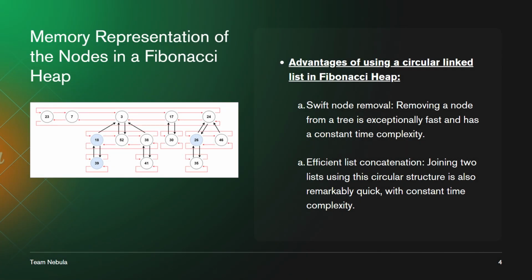Using this circular linked list has two cool benefits. When we want to remove a node from a tree, it's super fast and takes only a constant amount of time, like snapping your fingers. Combining or joining two lists like this is also really fast, just like that, in constant time. So, this special way of connecting nodes makes things much quicker when we are working with Fibonacci heaps.